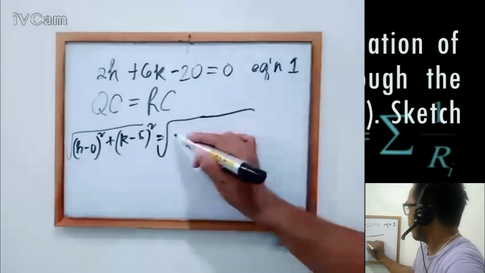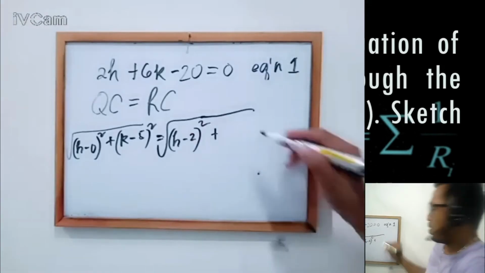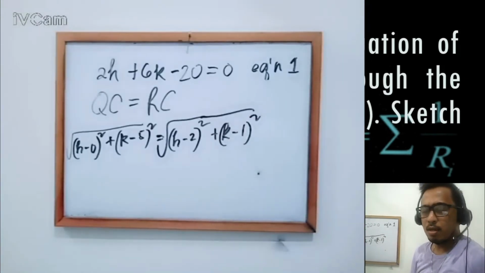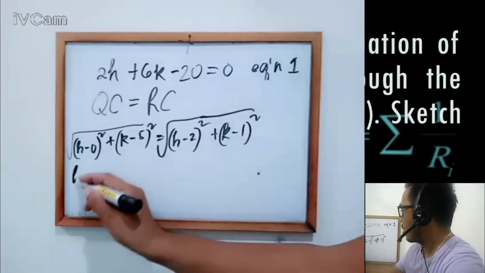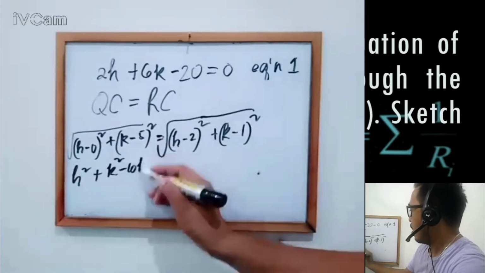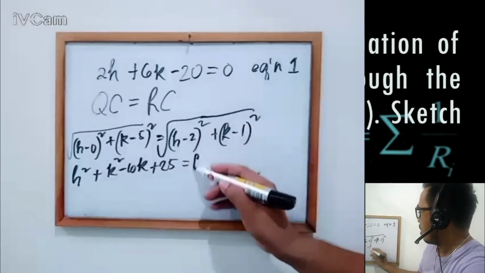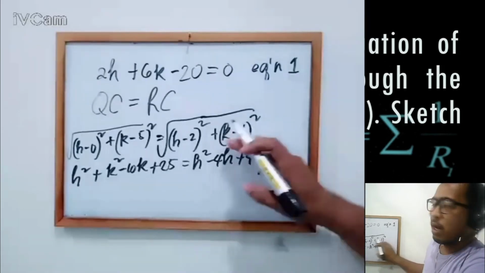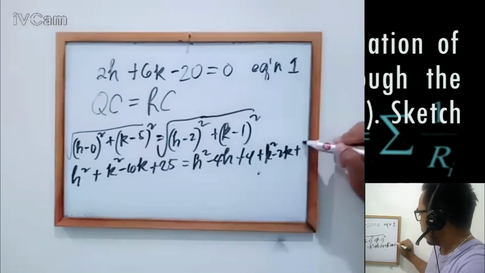So you will now have (h − 2)² + (k − 1)². The same thing as a while ago: you take the square of both sides to eliminate the square root. And you simplify, then it will give us h² + k² − 10k + 25. On the other side, when you simplify, you will have h² − 4h + 4. While here, if you simplify, you will have k² − 2k + 1.